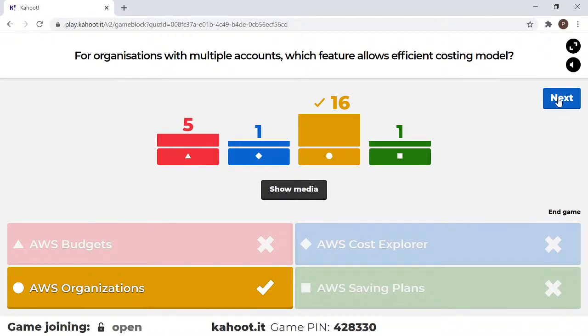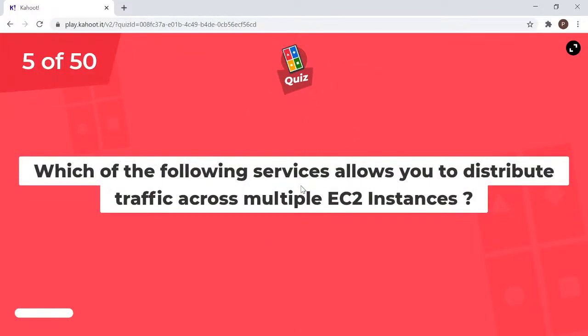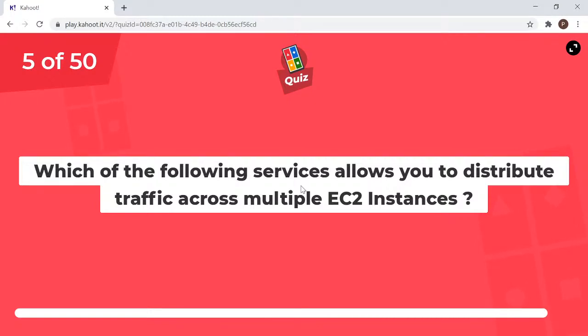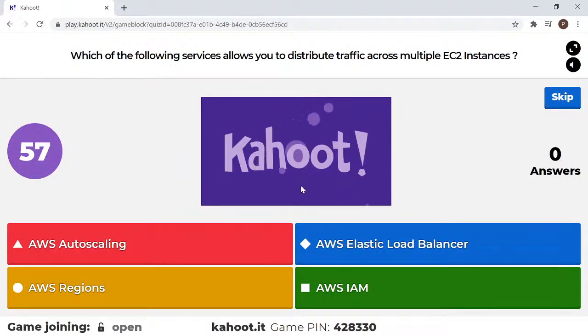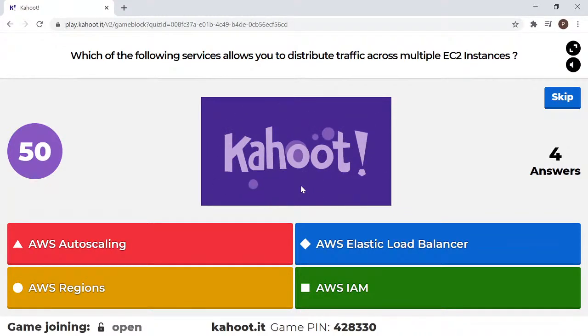Moving on to the next question. First, let's see if there is any change. There's no change in the dashboard at all. Everyone stays the place they are. Cool. And Rajesh is holding strong. Moving on to the next question. Which of the following services allows you to distribute traffic across multiple EC2 instances? AWS Autoscaling, AWS Elastic Load Balancer, AWS Regions, AWS IAM.